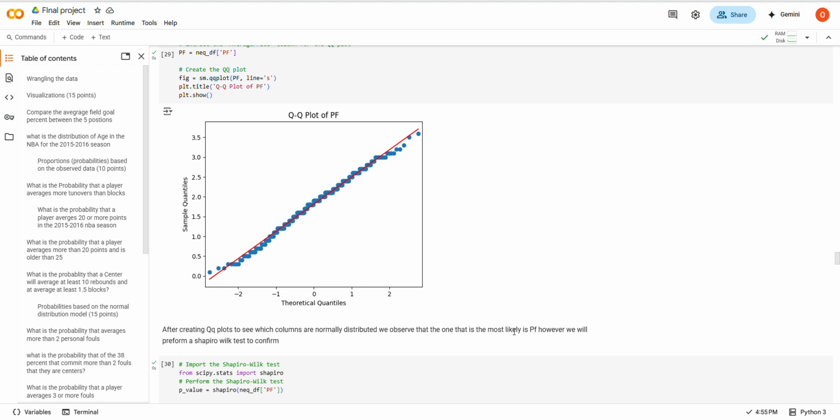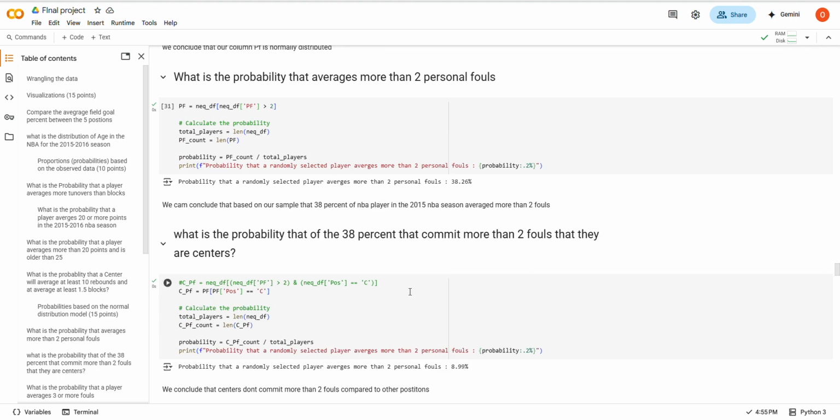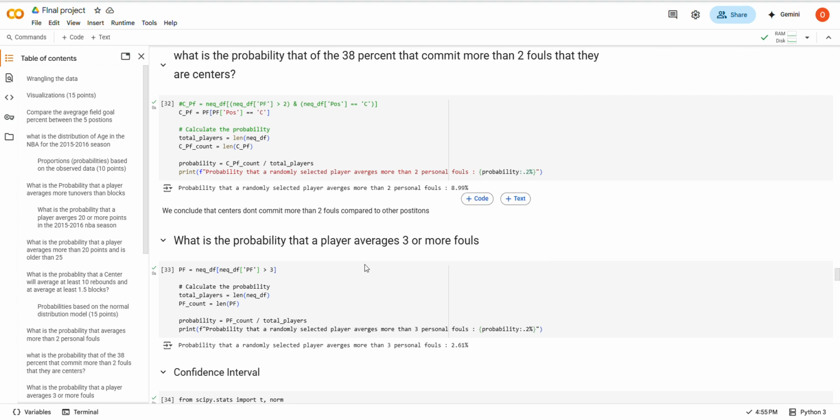But just to confirm it one last time, we performed the Shapiro-Wilk test, and when we did, it came back as good, and we concluded that personal fouls is normally distributed. So now that we have our normally distributed column, we proposed those probability questions that you can see right here. What is the probability that a player averages more than two personal fouls? What is the probability that of the 38% that commit more than two fouls, they are centers? And what is the probability that a player averages three or more fouls a game? And that's how I was able to overcome this portion of the book right here.